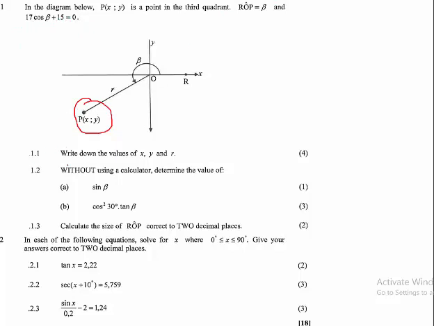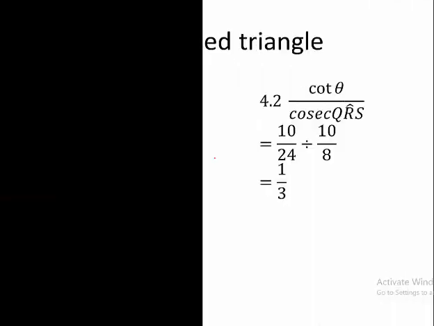So now you are given questions. Write down the values of X, Y, and R. Yeah, now here's a question. They say write down the values of what? X, Y, and R. So now we are going to quickly look at how to write down the values of X, Y, and R. So it's still a right angle triangle that we're dealing with.